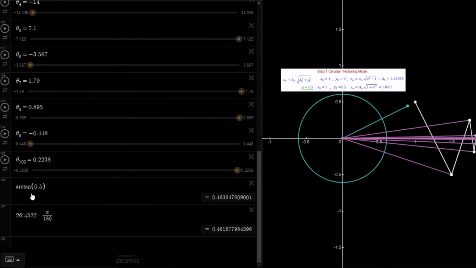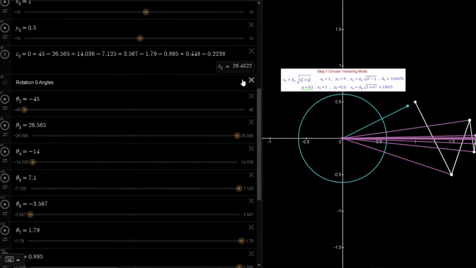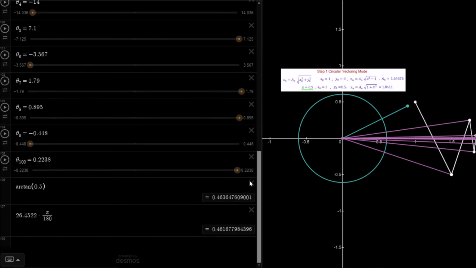So we're going to have arctan 0.5 upon 0.1, which is just arctan of 5. So we're expecting to get the output value 0.46364. Now we get an output, but the output we get is an angle, and the angle we get here is 26.4522 for our final value for Zn.